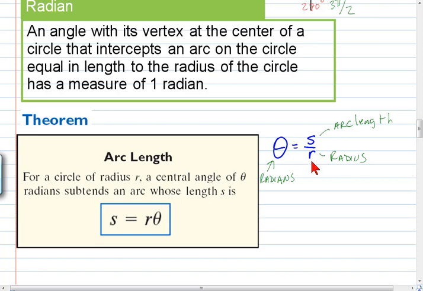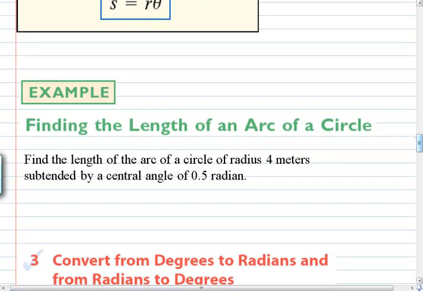That's a simplified way to think about what an angle measured in radians is. It's just a ratio between the arc length and the radius of the circle. We can use that now to find the length of an arc in this example problem.